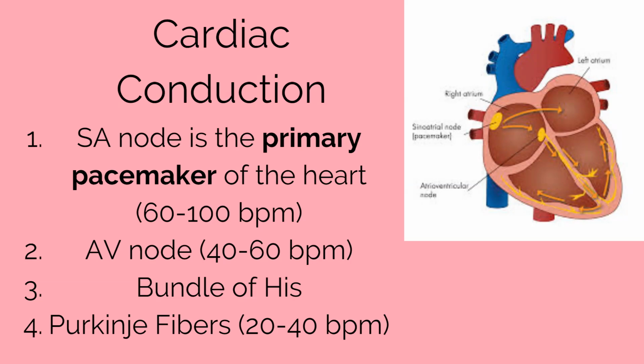And then same thing, if our AV node and SA node are having a problem, then our Purkinje fibers also have their own set rhythm to them, but this is much slower, 20 to 40 beats per minute. So that's really not enough to sustain good cardiac function.